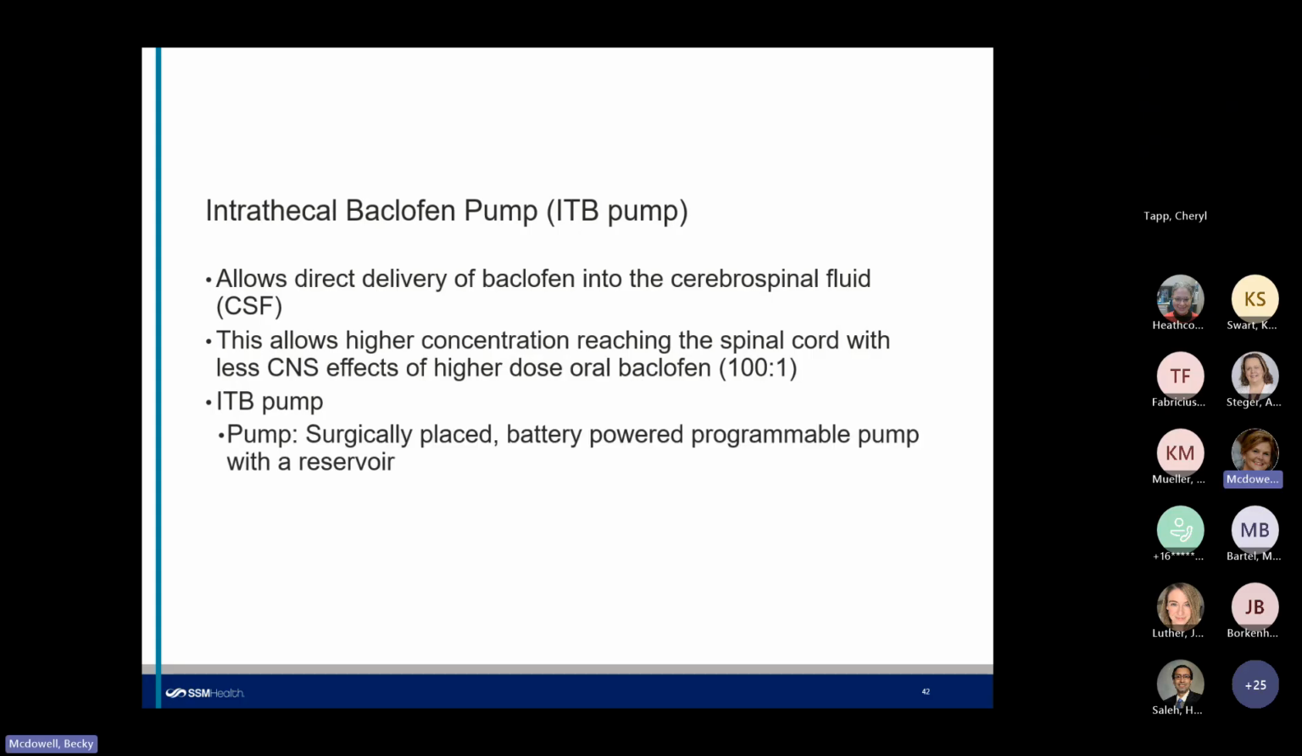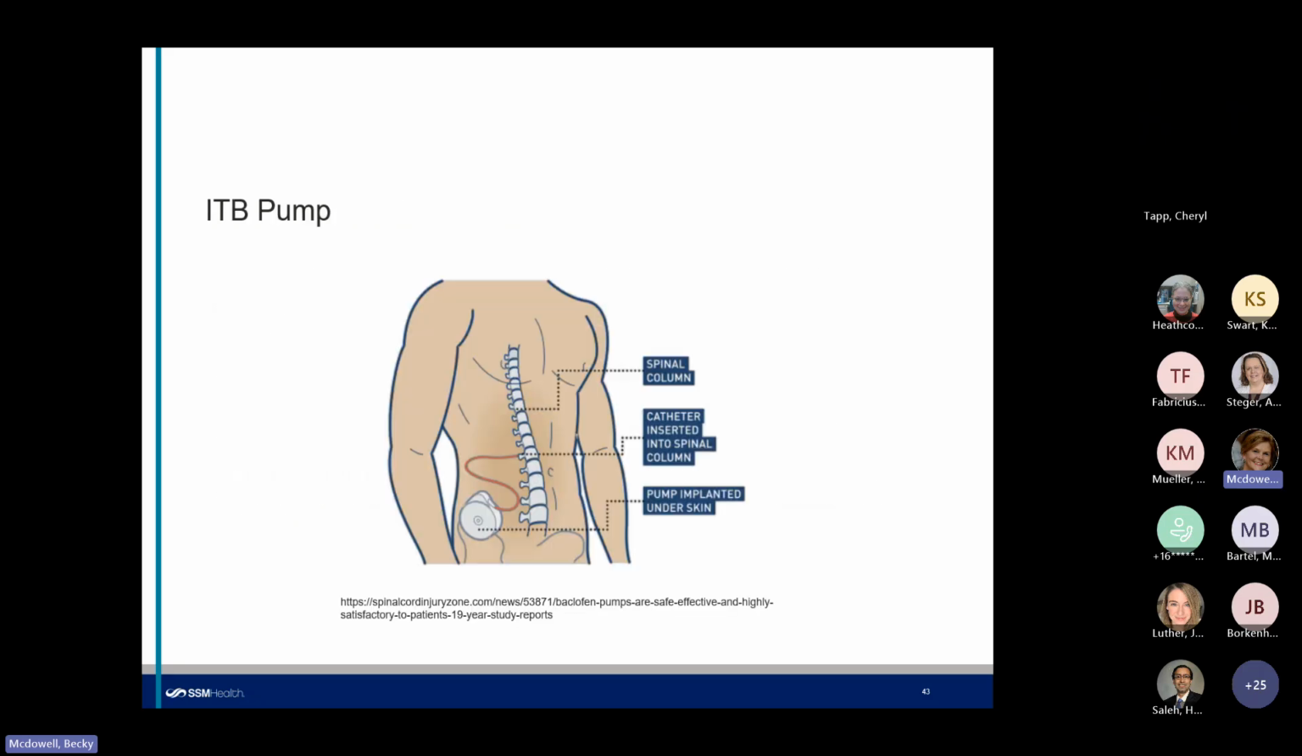So the pump is a surgically placed device that is battery powered and programmable, and it has a reservoir where you can put your medication. And then it has a catheter that's flexible silicone that inserts into the intrathecal space. This is a diagram of somebody with an intrathecal baclofen pump. And usually the pump is going to be placed in the lower abdomen area.